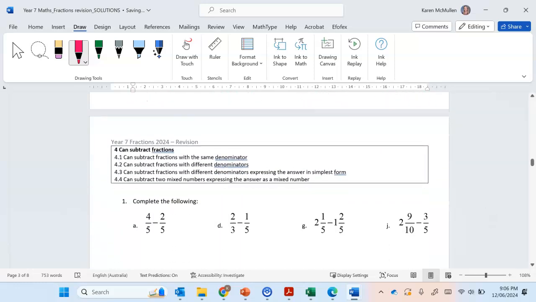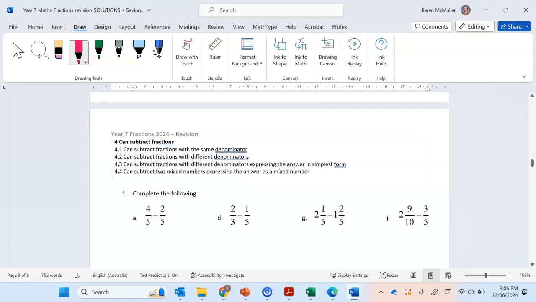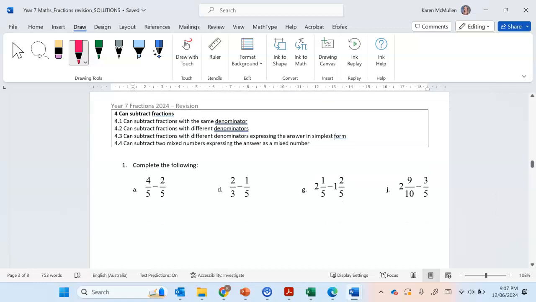All right, moving on to the success criteria for number 4, which is subtracting fractions. So adding and subtracting are pretty much buddies. Same thing, you need to have the same denominator. So you can see with question A, we've got the same denominator, which is 5.